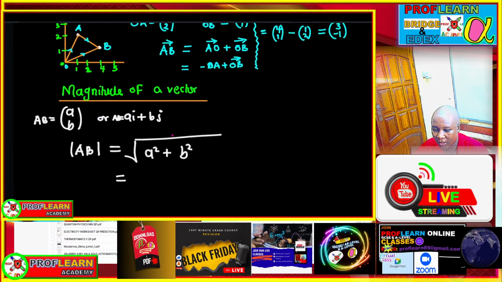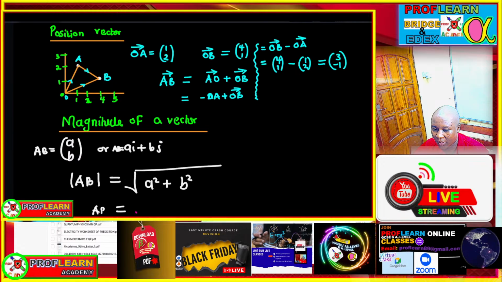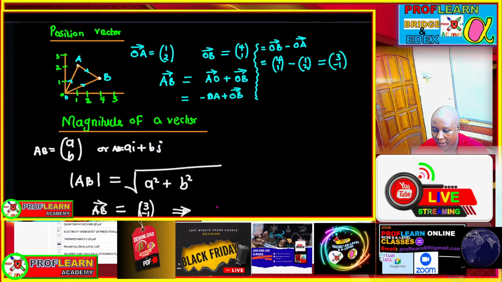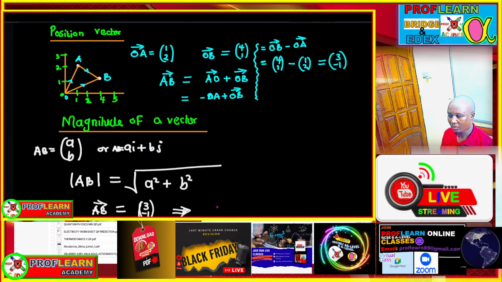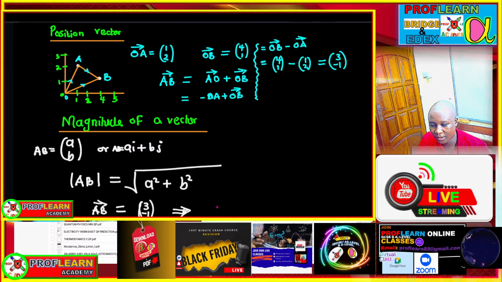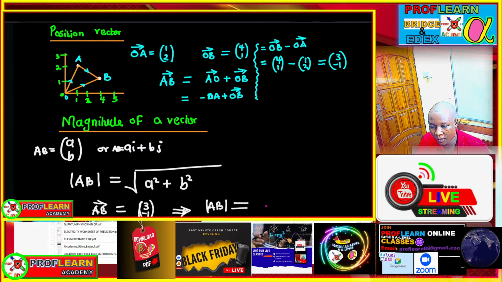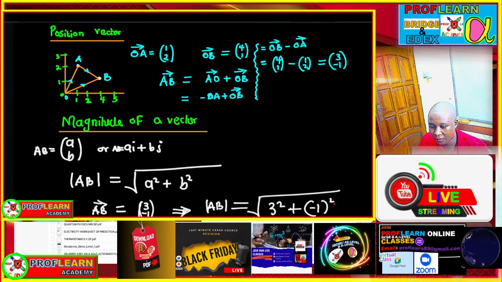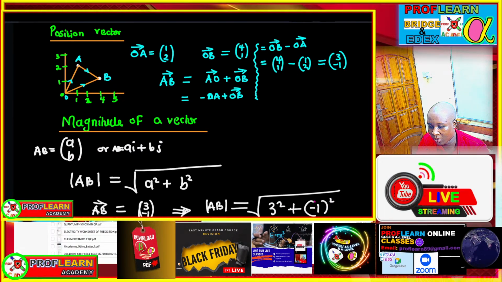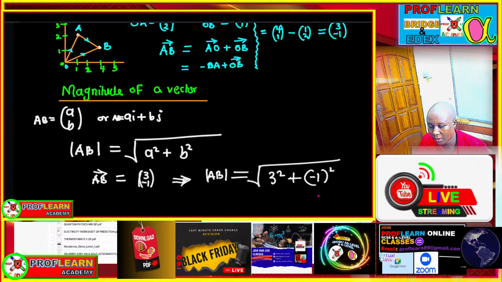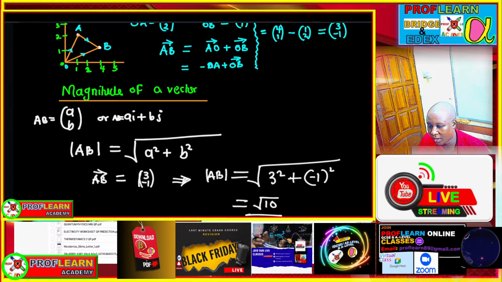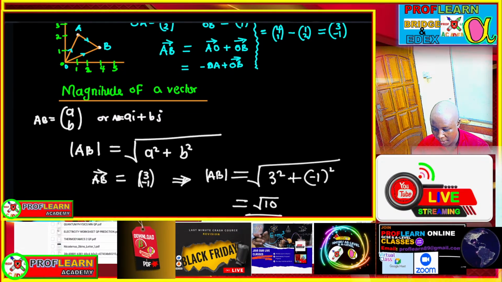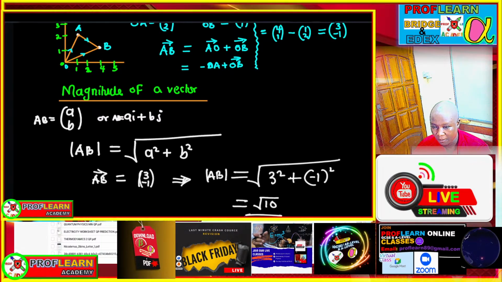Now in this case, for instance, if we had our position vector AB, which was (3, -1), then to find the magnitude of that vector, it's going to be the square root of 3 squared plus negative 1 squared. So you can see 3 squared is going to give us 9, then plus 1, that's going to be root 10. So the magnitude for this is going to be root 10. That's exactly what you are supposed to do at that particular point.